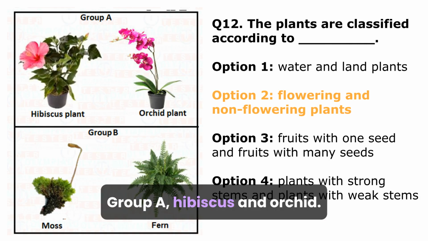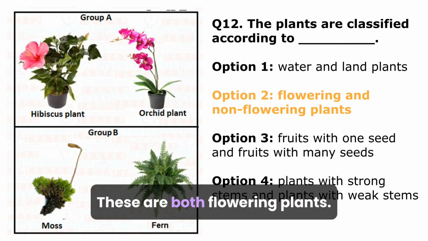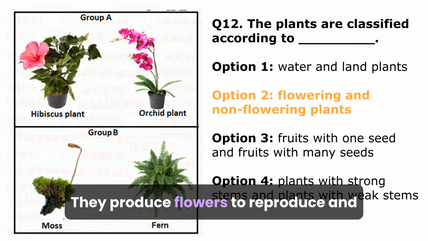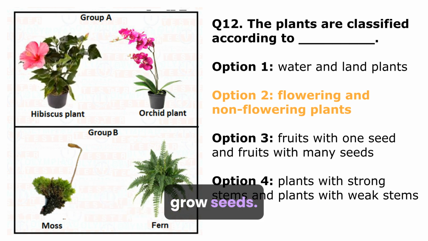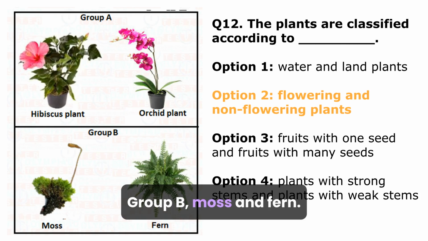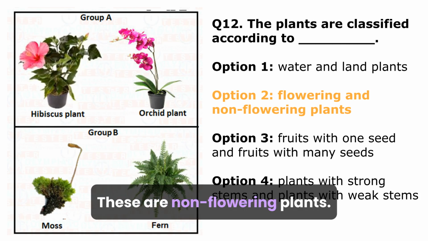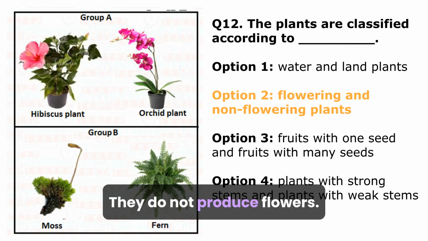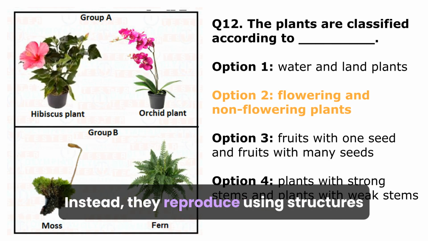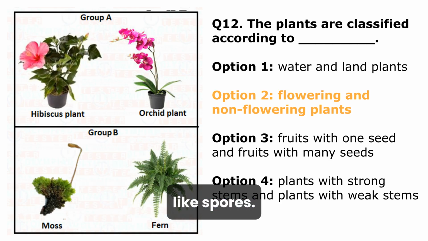Group A, hibiscus and orchid. These are both flowering plants. They produce flowers to reproduce and grow seeds. Group B, moss and fern. These are non-flowering plants. They do not produce flowers. Instead, they reproduce using structures like spores.